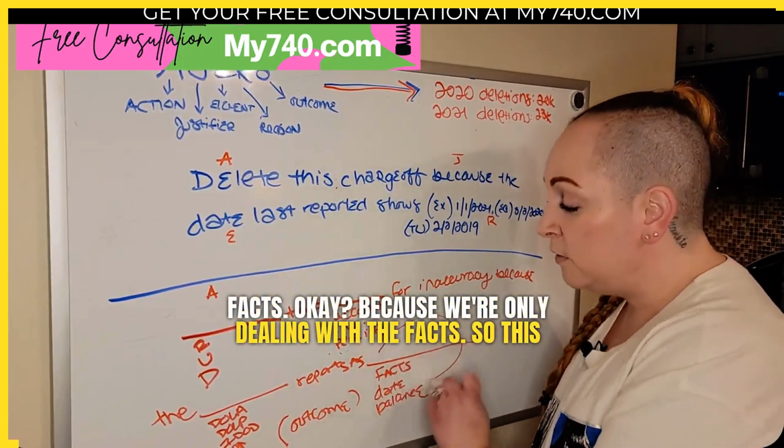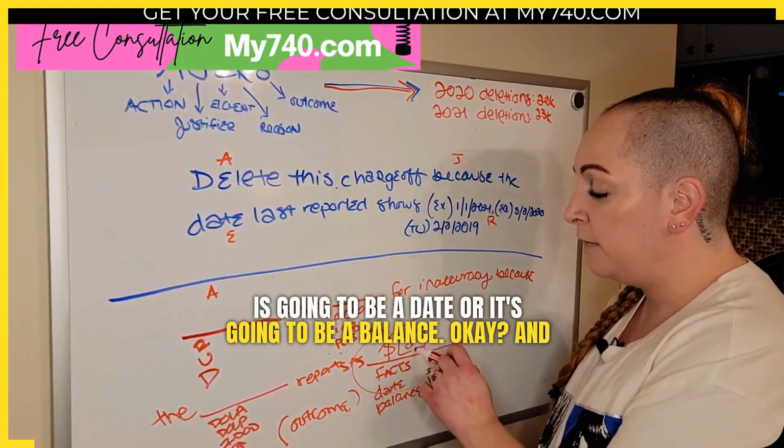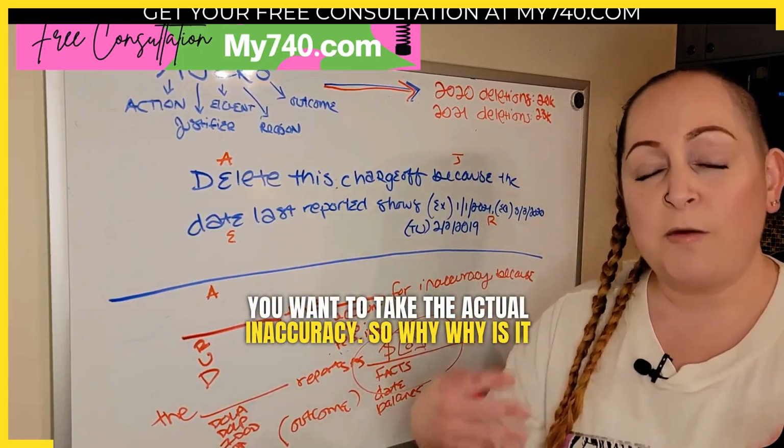Because we're only dealing with the facts. So this is going to be a date or it's going to be a balance, okay? And you want to take the actual inaccuracy. So why is it inaccurate?